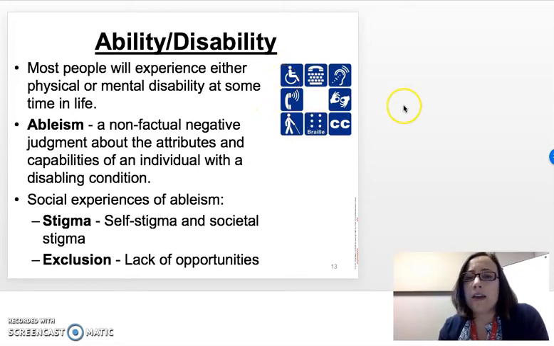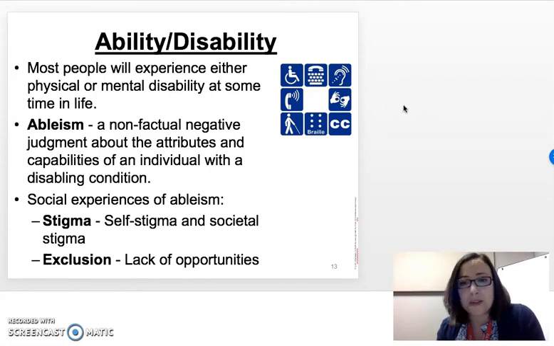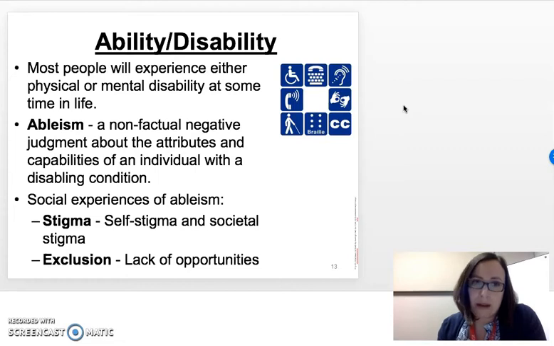So is this a person who uses a physical assistive device to get around? Perhaps they are hearing impaired or visually impaired. Perhaps they have an intellectual or developmental disability, that kind of thing. So there's a huge amount of diversity amongst this group, which is really important to keep in mind. So this is a huge group of people as well.